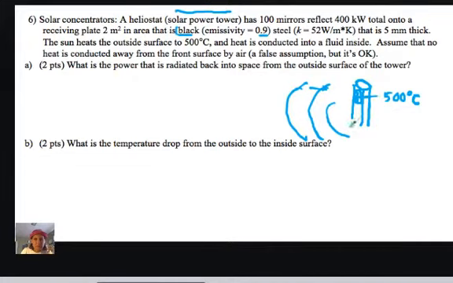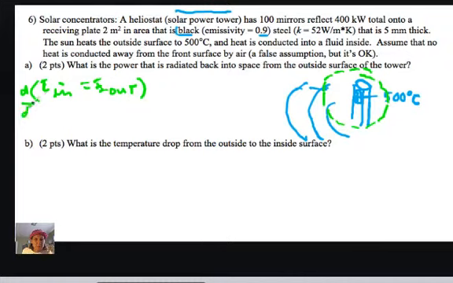So the question is, what's the power that's radiated back into space from the outside surface of the tower? This relies on you knowing that if you were to define the tower as a system, and we're analyzing this, we know that the energy in equals the energy out. And if you take the derivative of that with respect to time, that would be d/dt. That's the same thing as the power in equals the power out, since power is the change in energy with respect to time.